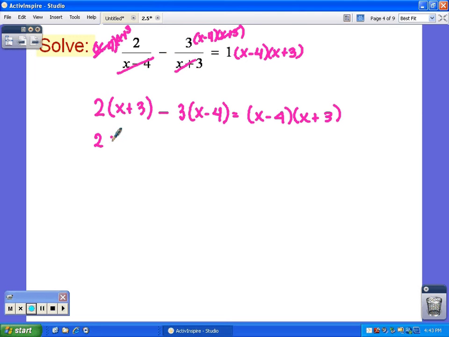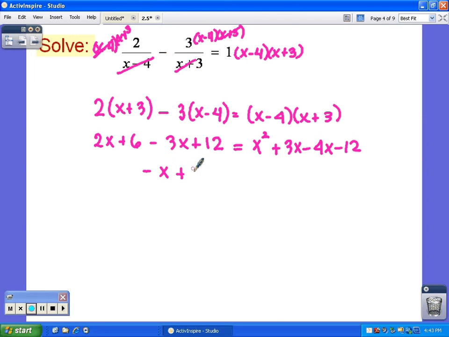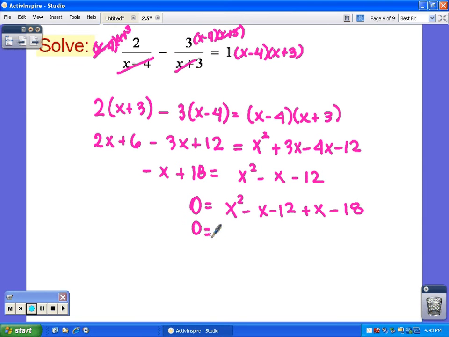Using our distributive property, we would get 2x plus 6 minus 3x plus 12. On the right-hand side, doing the full method, we get x squared plus 3x minus 4x minus 12. Combining like terms on the left, we get negative x plus 18. On the right, we would get x squared minus x minus 12. Recognizing the x squared on the right-hand side will give us a quadratic equation, we'll set it equal to 0 and solve. So moving everything to the other side, that negative x becomes positive x, the 18 becomes negative 18, and the quadratic equation that we need to solve is x squared minus 30.